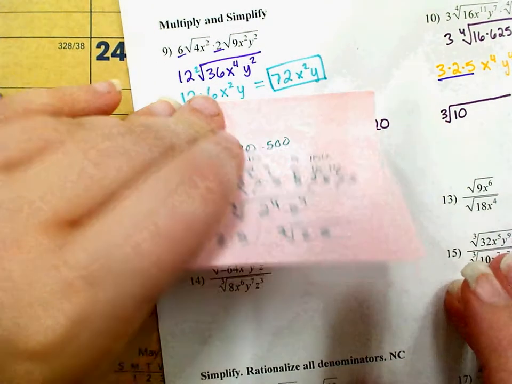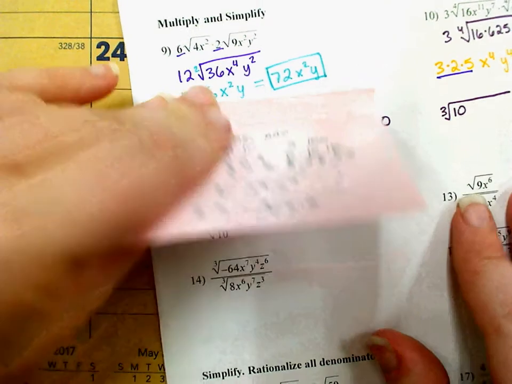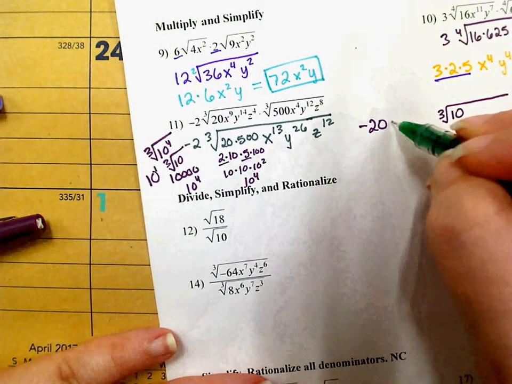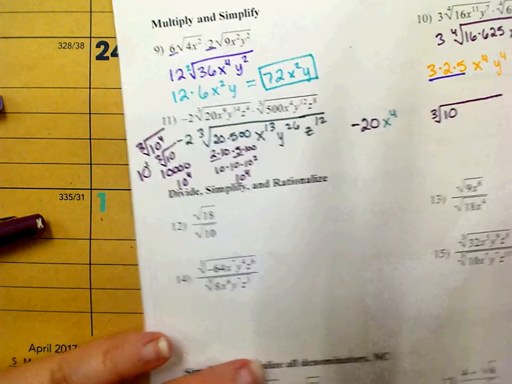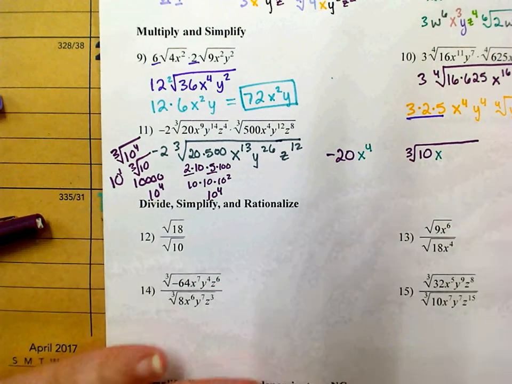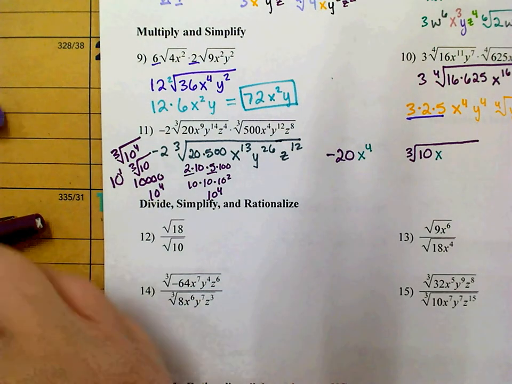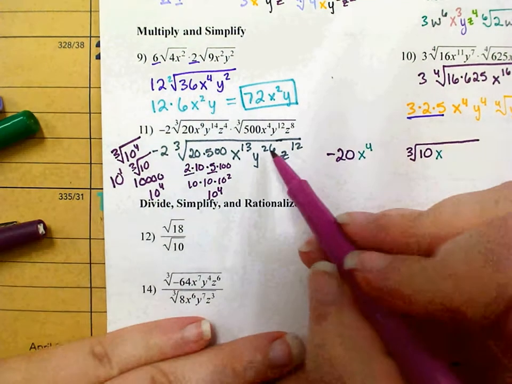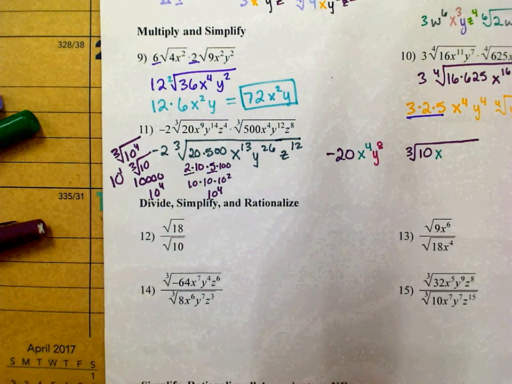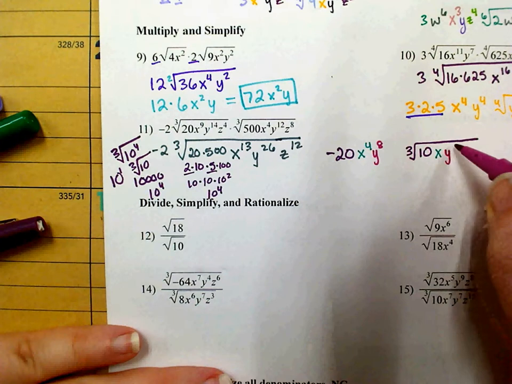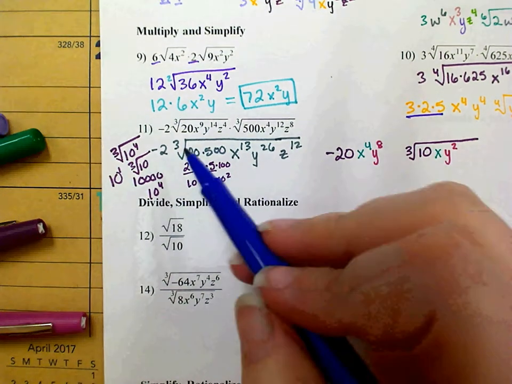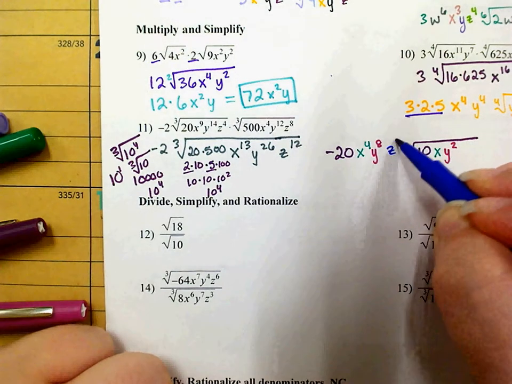Okay, now I deal with the variables. 3 goes into 13 4 times. 3 times 4 is 12. That leaves me with 1 left over. 3 goes into 26 8 times, because 3 times 8 is 24, and that leaves me with 2 left over. And 3 goes into 12 4 times evenly, and that is my answer.